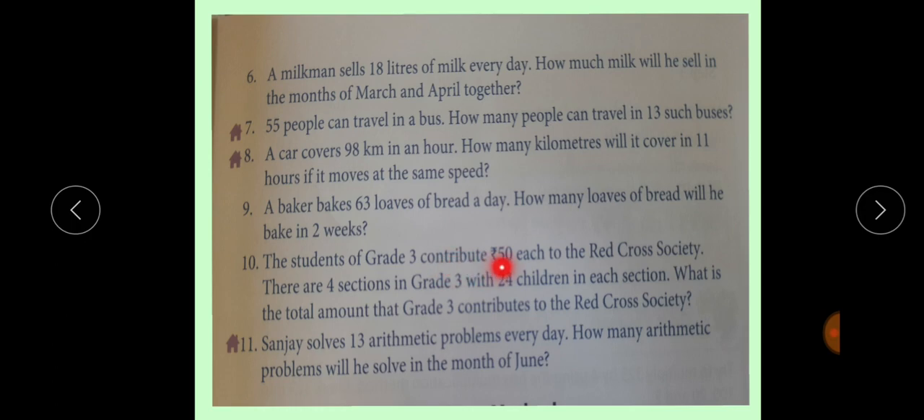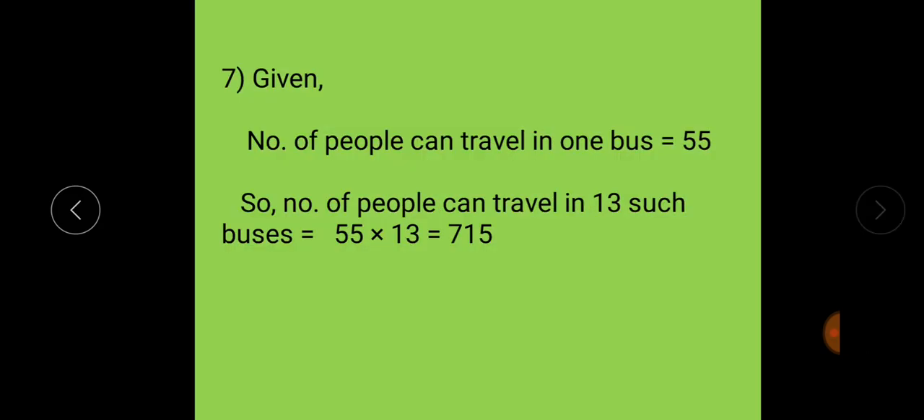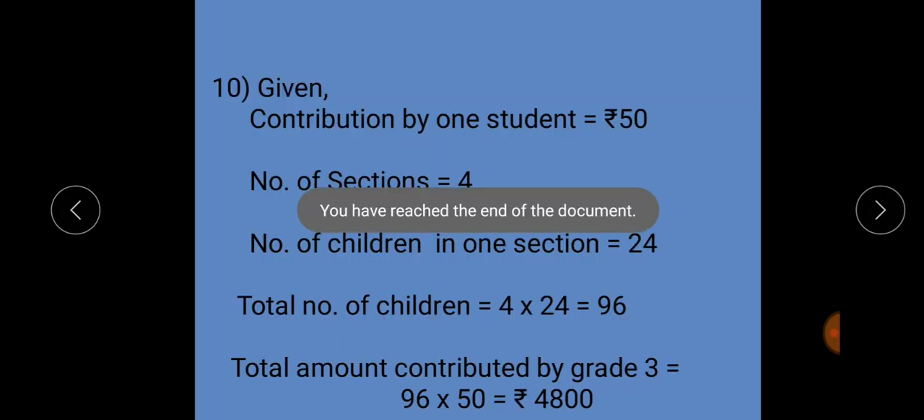10th question. The students of grade 3 contribute rupees 50 each to the Red Cross Society. There are 4 sections in grade 3 with 24 children in each section. What is the total amount that grade 3 contributes to the Red Cross Society? Given, the contribution by one student is rupees 50. There are 4 sections in grade 3. In our school we know that there is third A, third B, third C, like that. In that school there are 4 sections. Each section has 24 students.